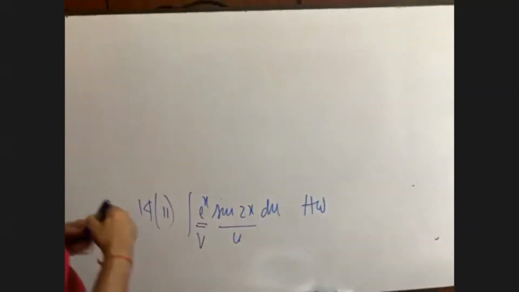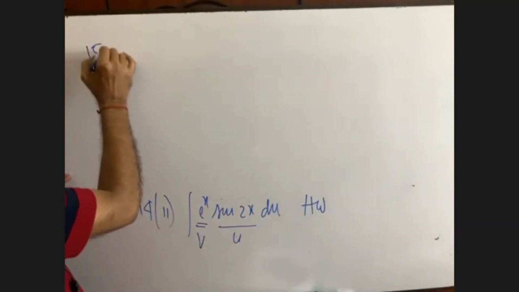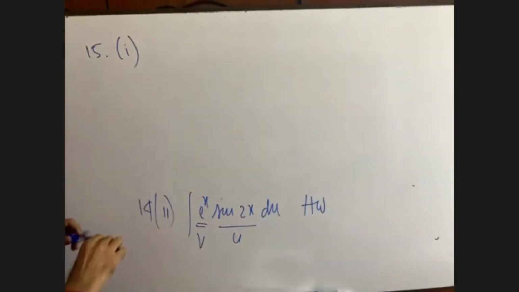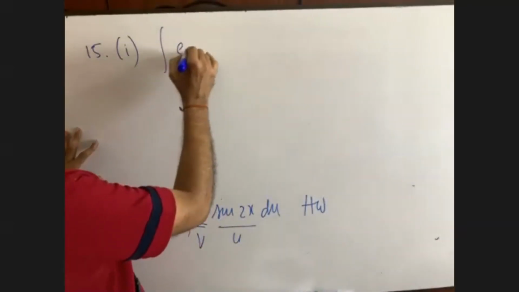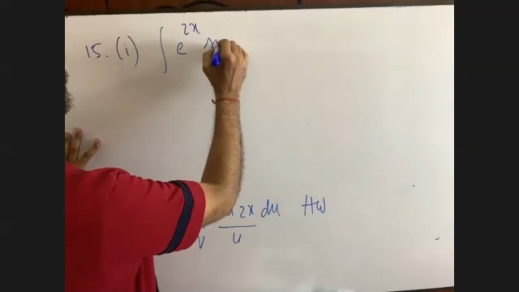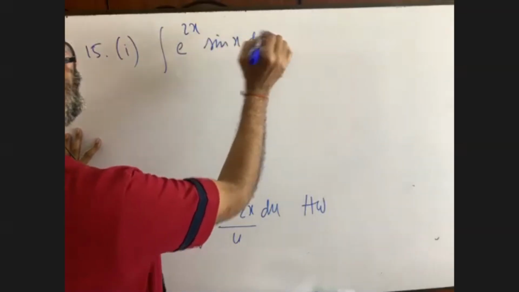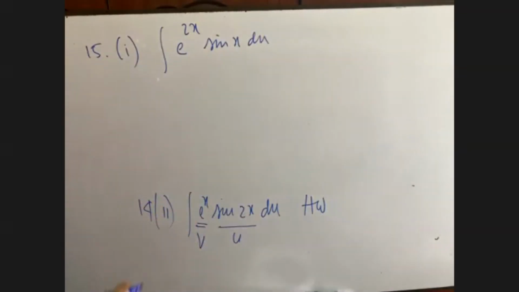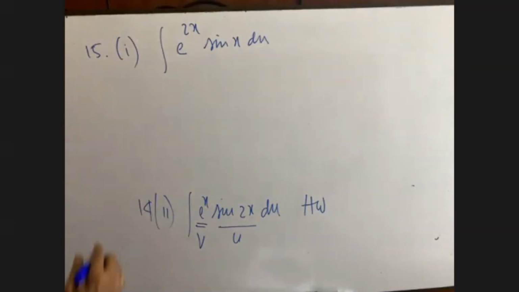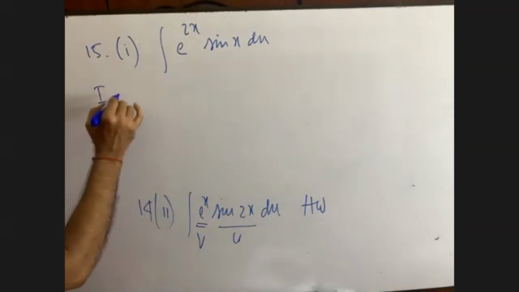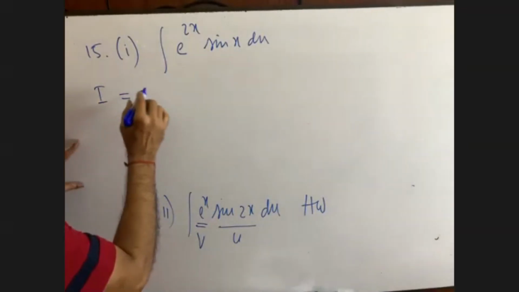Then we are getting question number 15 on. It is e to the power 2x sin x dx. Will I do or you will do? What I told you, e to the power x is to be considered as by what? V, right?